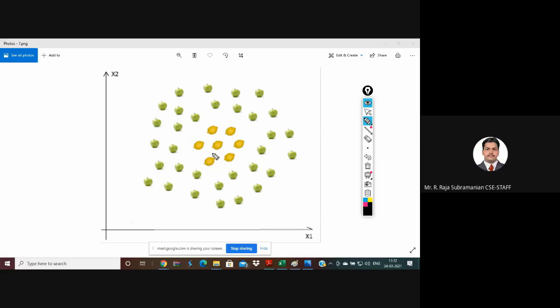Right? So I need to introduce something to transform this to some higher dimension. If I want to transform this to a higher dimension, what I can actually do, instead of having x1 and x2, is have another axis, say x3. So this will become a three-dimensional view. So if it becomes a three-dimensional view, then what will happen?